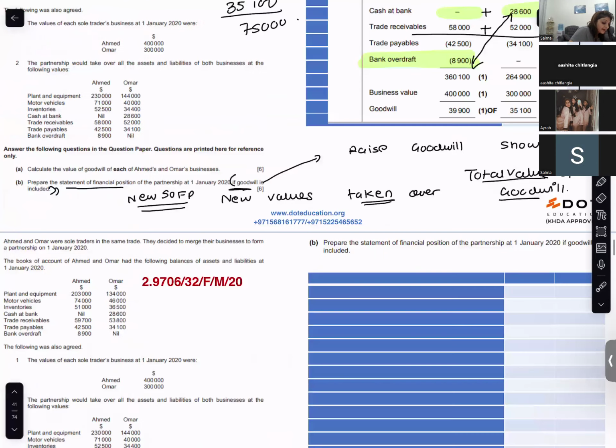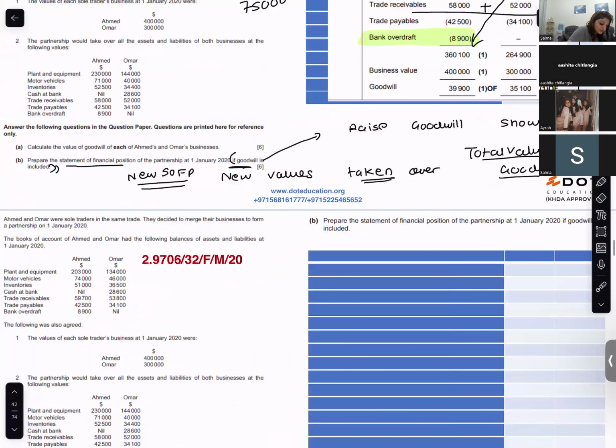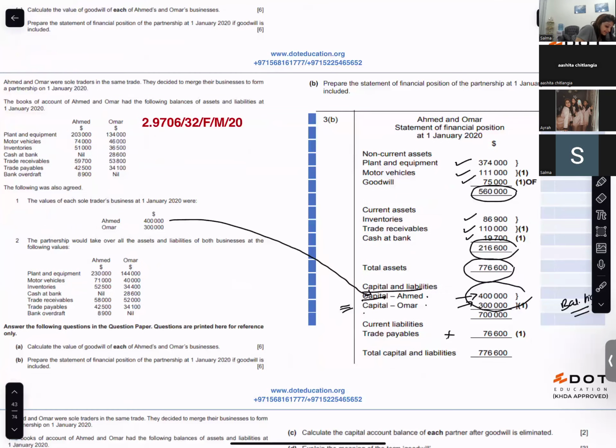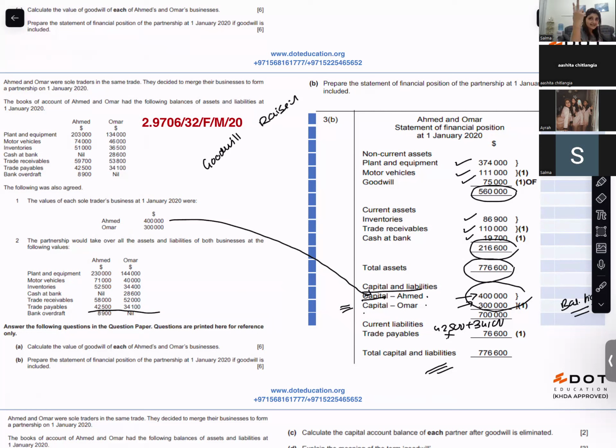And for current liability, you will have the trade payables. You are just going to add both the trade payables, that is your 42,500 plus 34,100. So you will get your total capital and liabilities in your statement of financial position when you are including the goodwill. Including the goodwill, that means it is goodwill raised. Second thing, because you are including the goodwill, your capital account is this much.